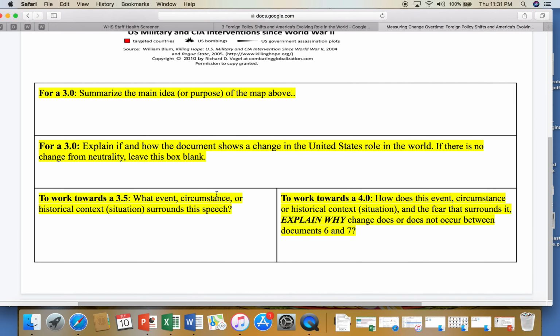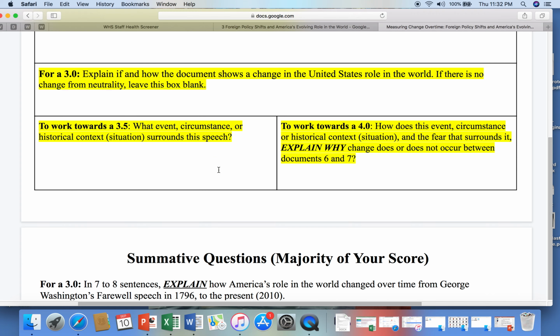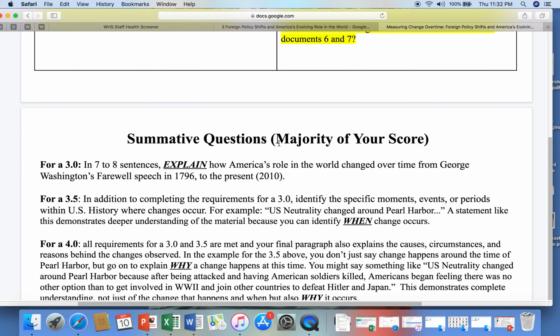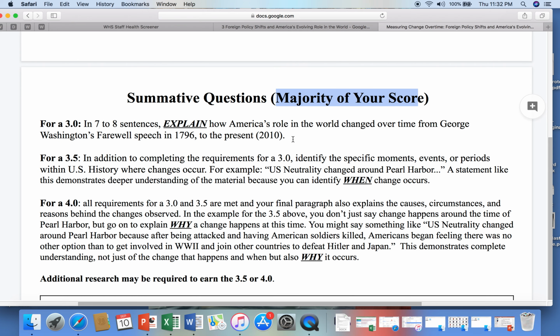Once you've completed breaking down and analyzing all the documents, this is the part where you start to develop an understanding of when and how things changed. In the end, you're asked to put it all together. And you can see here that I've identified that this is really the majority of your score. This is where the biggest part of your score is going to come from. So I've broken it down here on what a 3, 3.5, and 4.0 looks like.